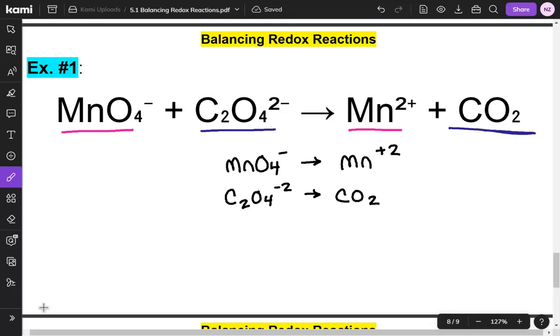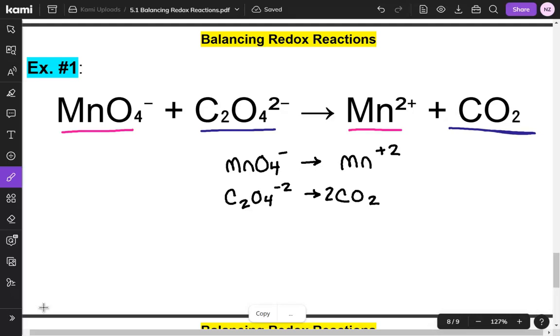So if you notice in our first reaction, I have one manganese on both sides. It's already balanced. In our second reaction, I have two carbons on the left side, but only one on the right. So I'm going to throw a 2 in front of my CO2, my carbon dioxide, to balance the carbons. Great. Now we're going to balance oxygen by adding H2O.